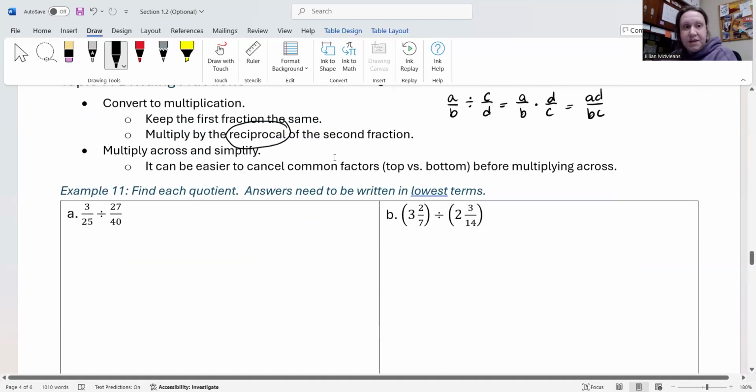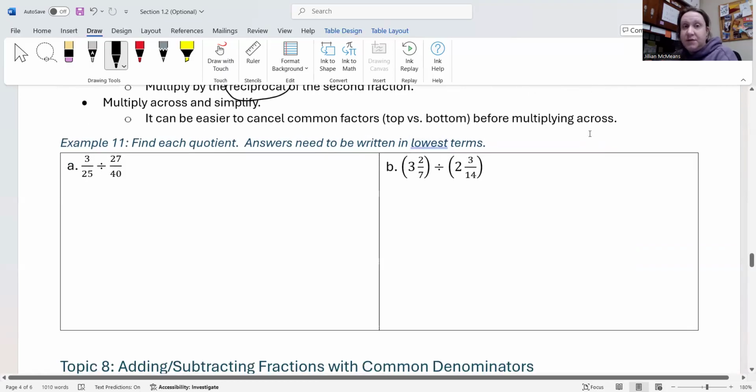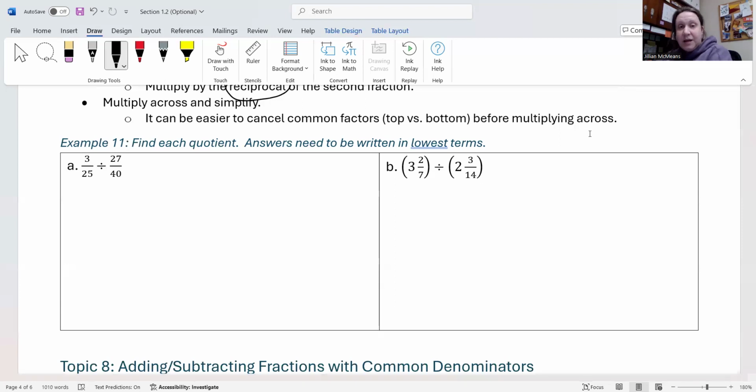So let's go ahead and look at example 7. Example 7 says find each quotient, and answers need to be written in lowest terms. So the first thing I want to do is convert this to multiplication. Don't start canceling stuff until this is a product, not a quotient. Okay, so to write this as multiplication, I keep the first fraction the same, and then I multiply by the reciprocal of the second fraction. So I'm going to multiply by 40/27.